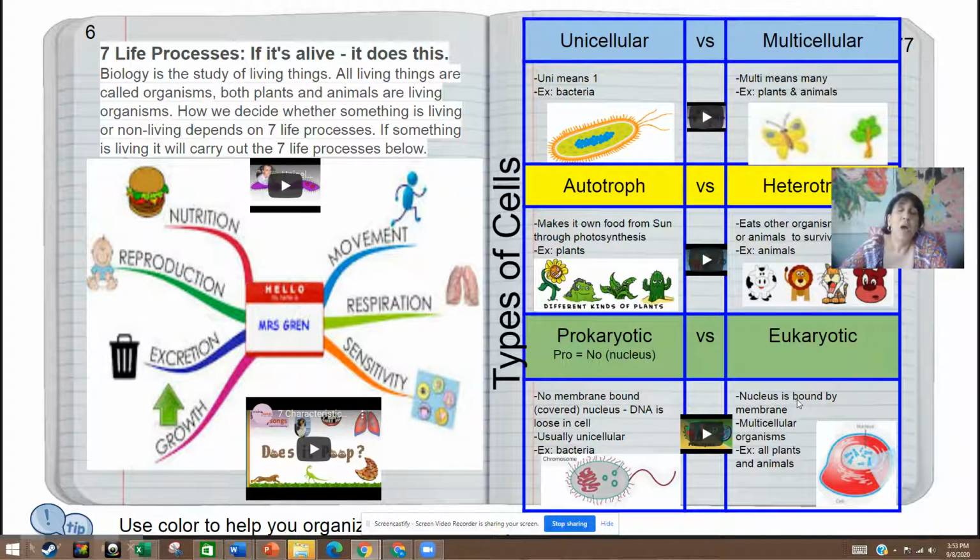Alrighty? So you can't click on these links during this video, but I will have this in your assignments section where you can keep your notebook up to date. And that's all I have today, the types of cells. Again, you learned these in sixth grade, and we'll be referencing them during this time that we're talking about cells.